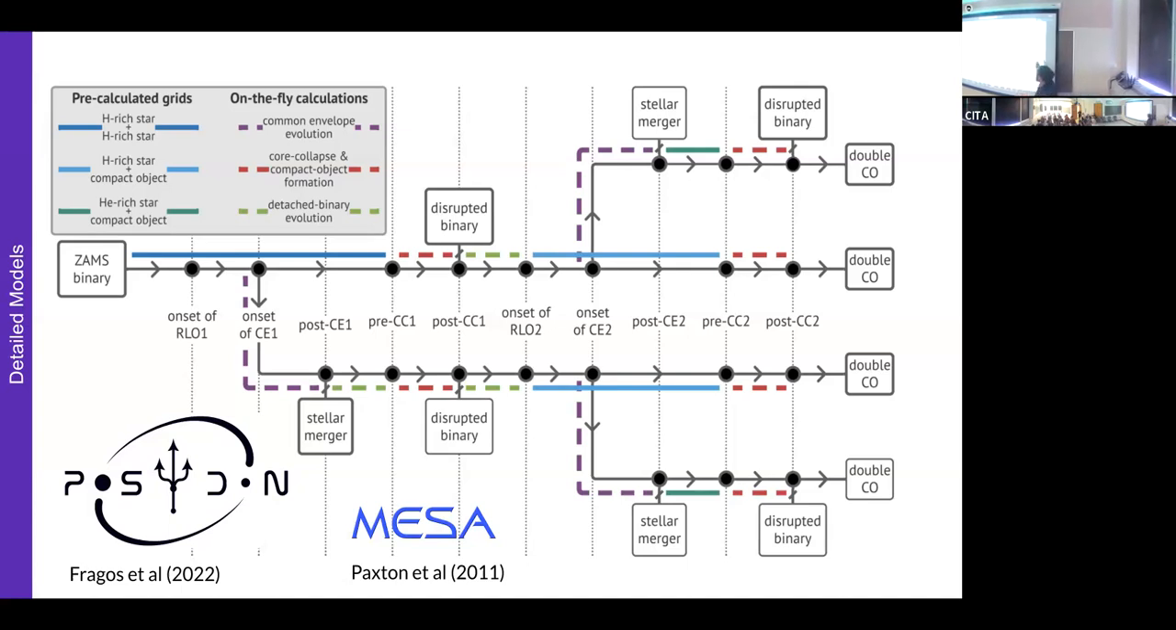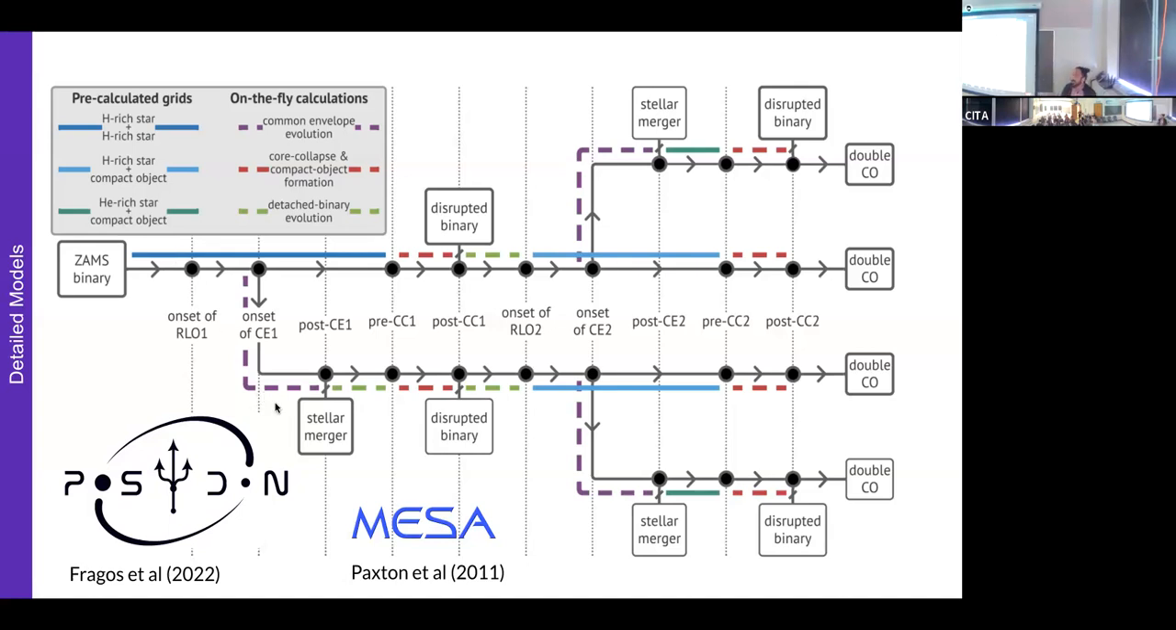I know it's a really complicated diagram, but that's because what's happening under the hood of this code Poseidon is in fact quite complicated. It starts by creating ZAMS binaries and evolving them through a bunch of different sequences all the way until they reach some sort of end state like double compact objects, stellar mergers, or disrupted binaries. And the thing that Poseidon has put in that other binary population synthesis codes have not quite gotten up to this level is essentially replacing a lot of the very complicated physics parts with actual MESA simulations.